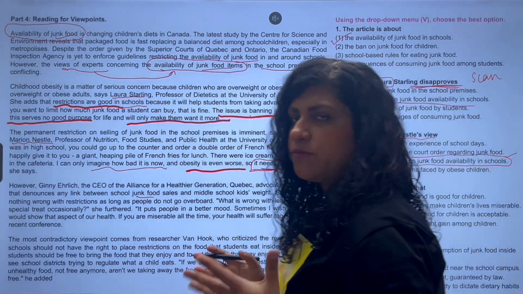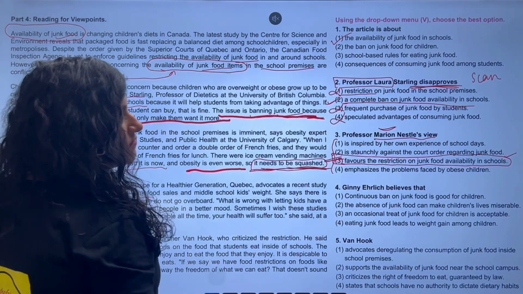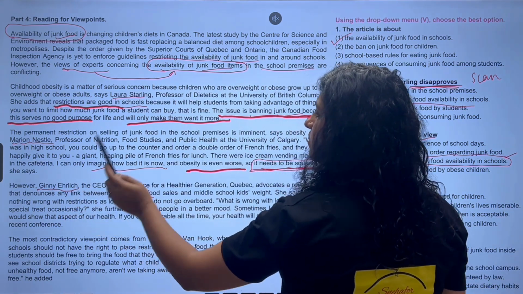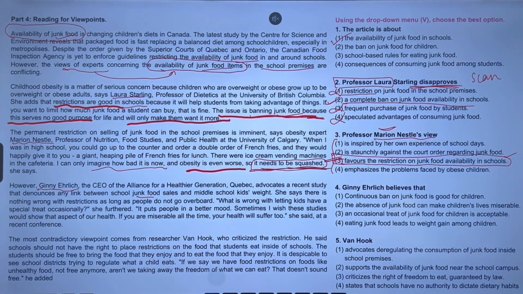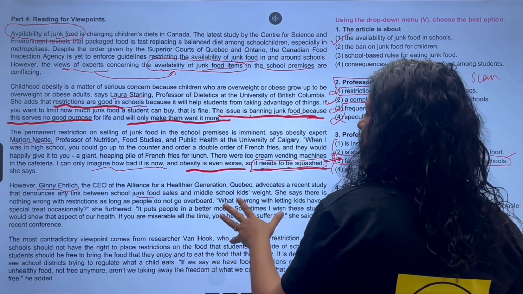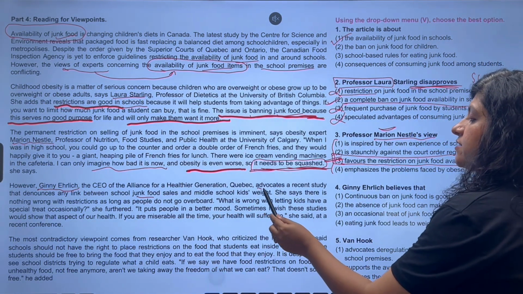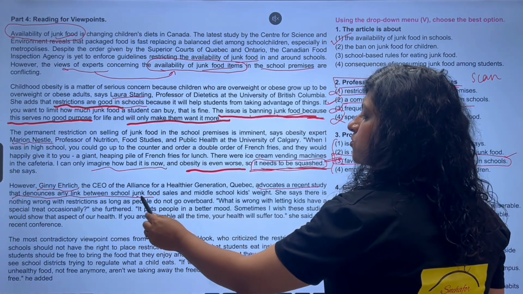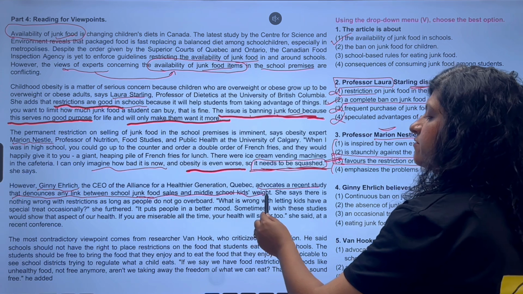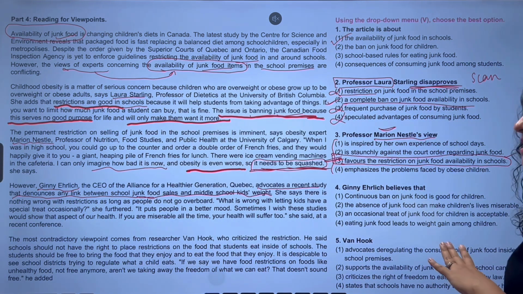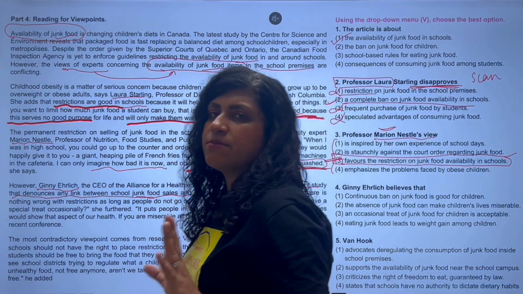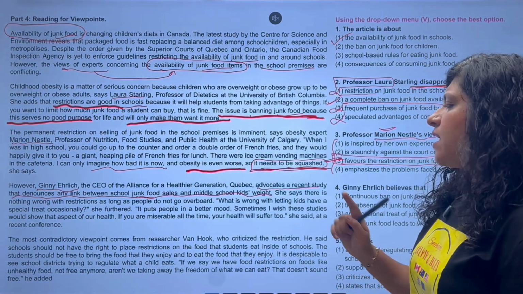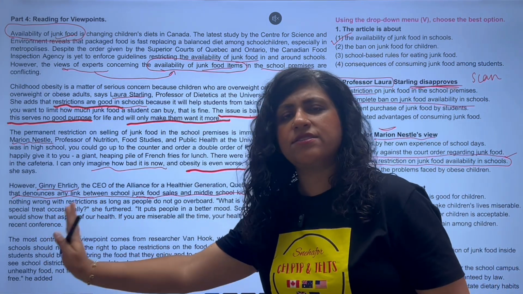Now, come to question number 4. Ginny Ehrlich believes. Now we scan for this name, and this name is here in para 4. Para 4 says, however, Ginny Ehrlich, the CEO of Alliance for a Healthier Generation, advocates a recent study that denounces any link between school junk food sales and middle school kids' weight. So there is a study which says that there is no link, and Ginny supports that study. Her viewpoint is similar to this study.